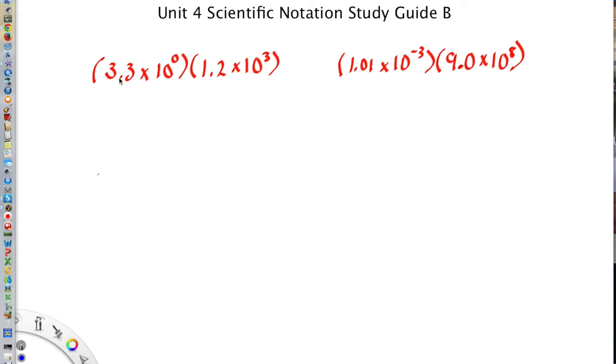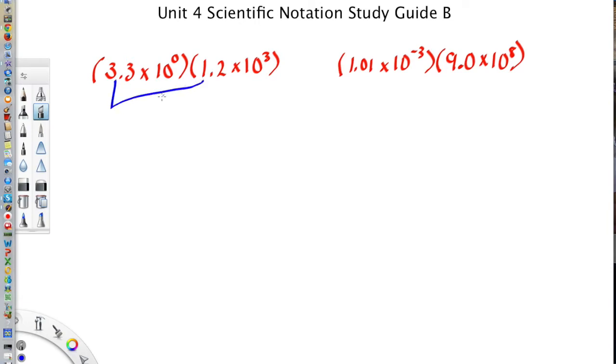Here I have 3 and 3/10 times 10 to the 0 power times 1 and 2/10 times 10 to the third power. Well, my coefficients, I have 3.3 and 1.2. I'm going to multiply that right here. I'm going to do 3.3 times 1.2.